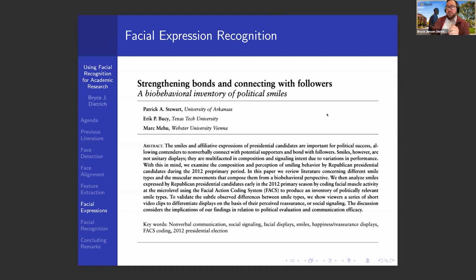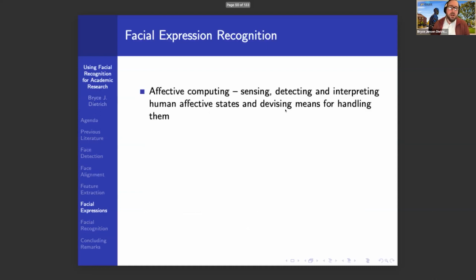Generally speaking, it deals with facial expression recognition. So this is not trying to say, is this image Donald Trump or is this image Joe Biden? Instead, it's trying to say, is this person happy? Is this person sad? Does this person have a positive affect, a negative affect? And these come in a lot of different shapes and sizes.